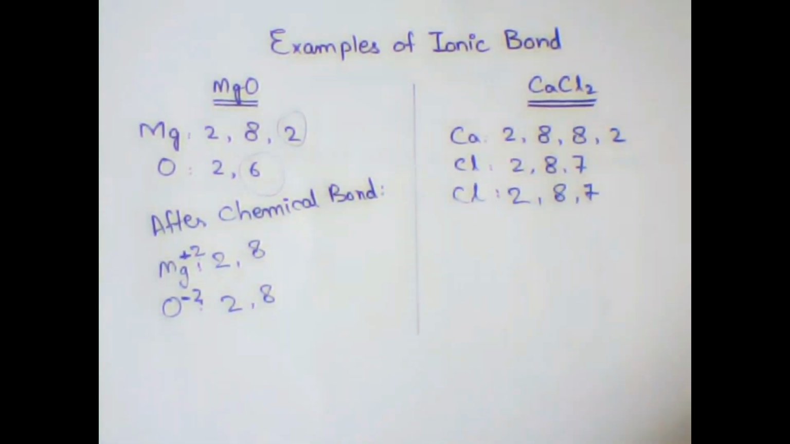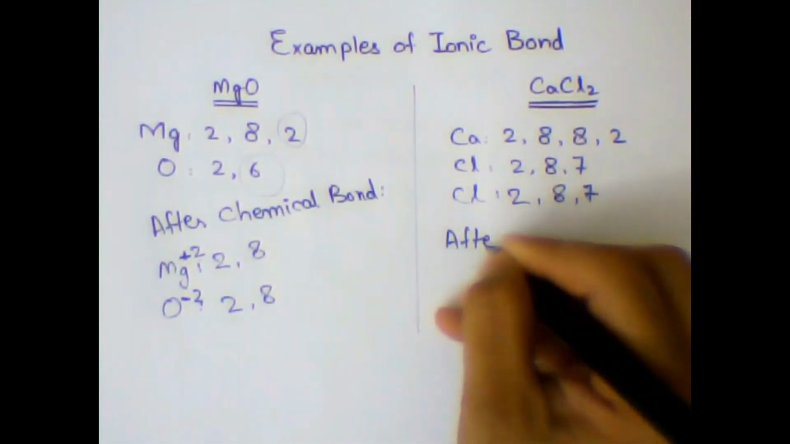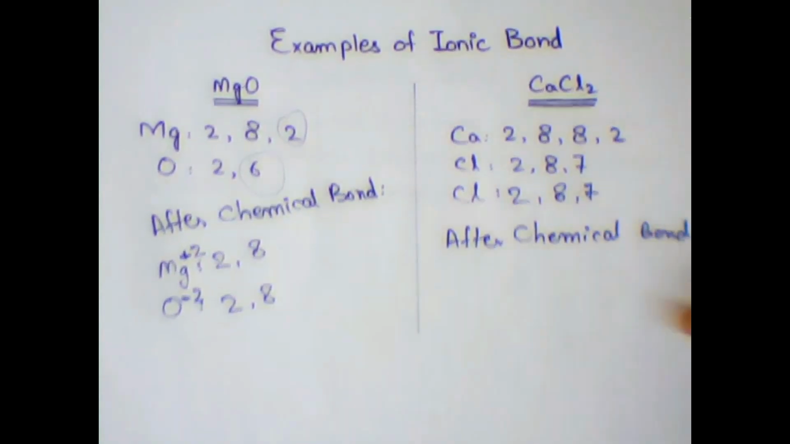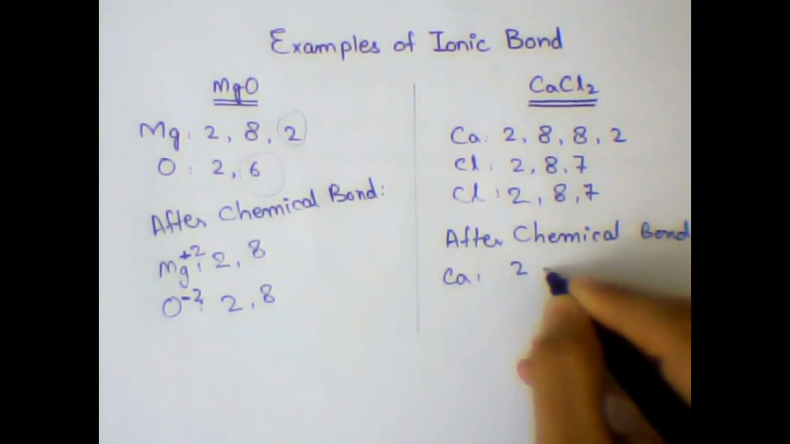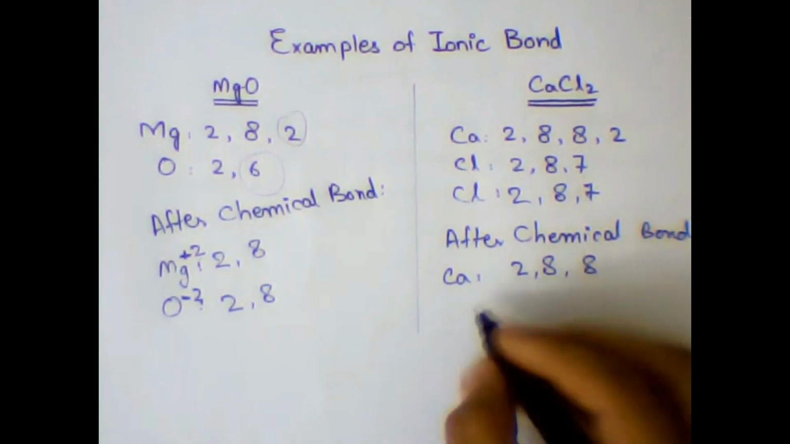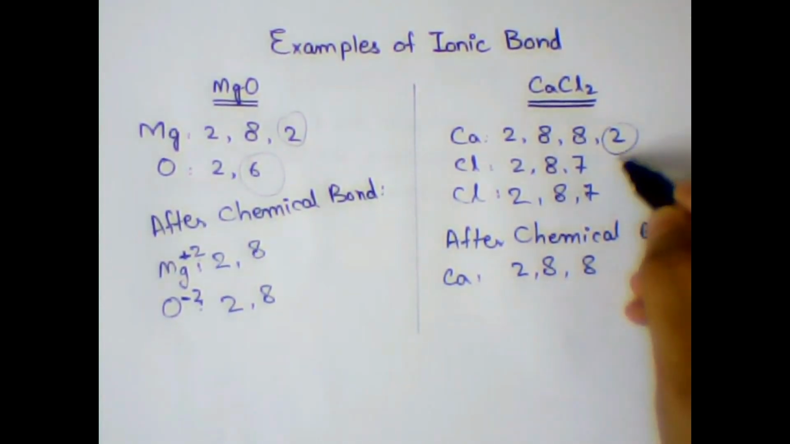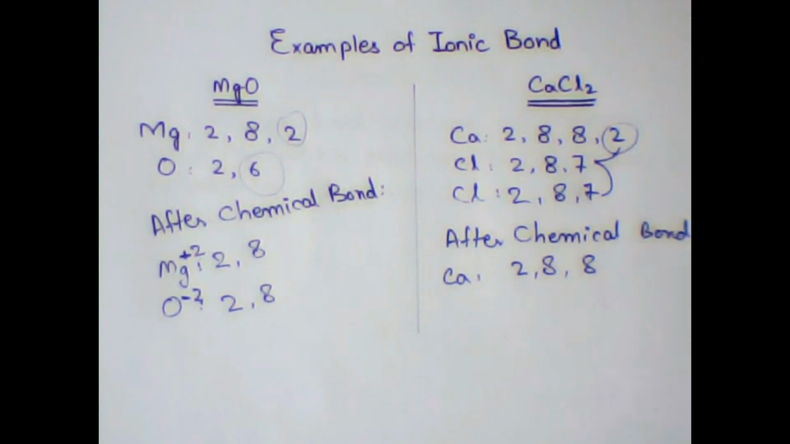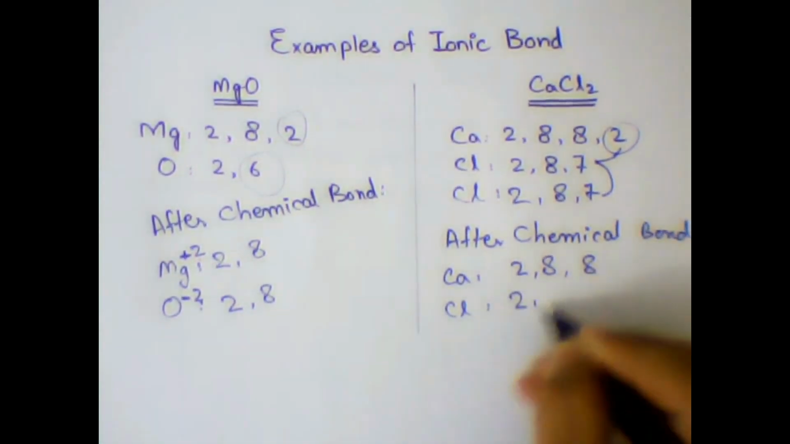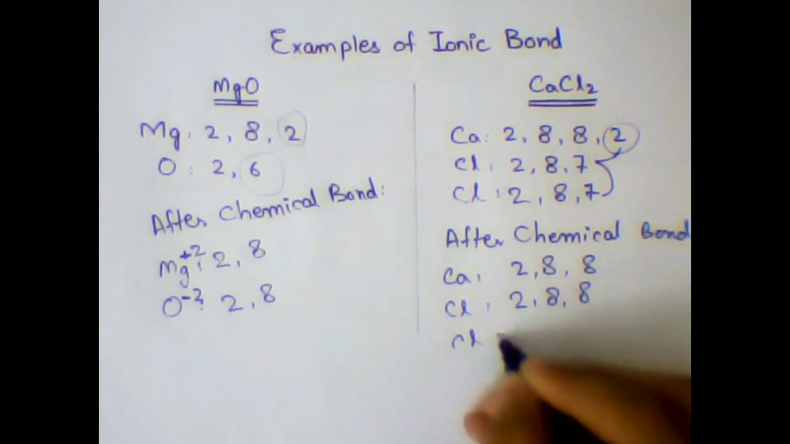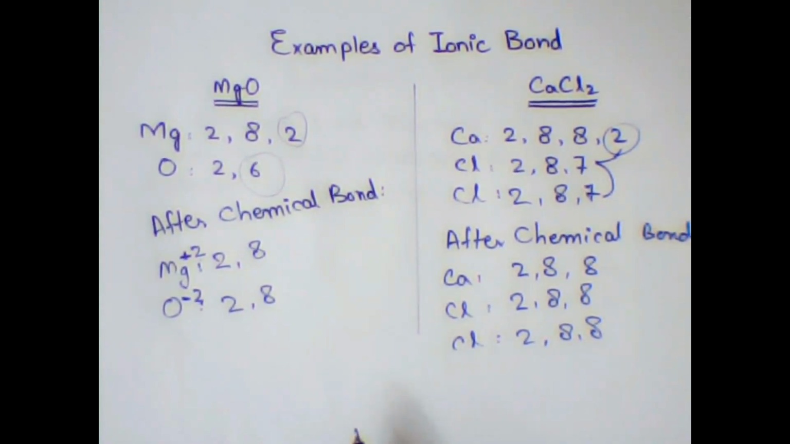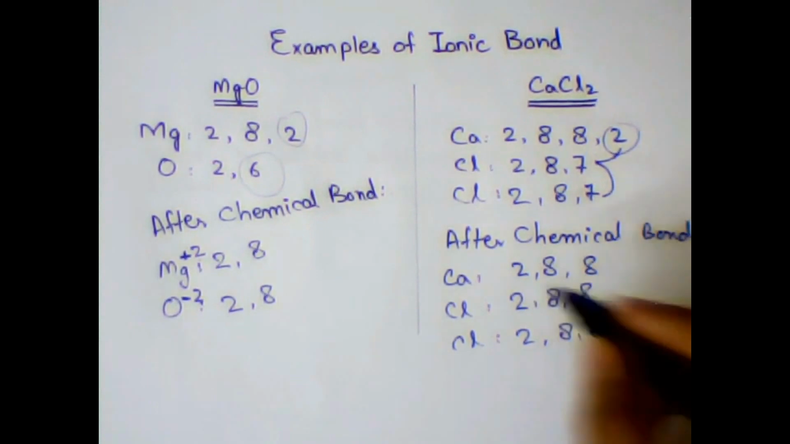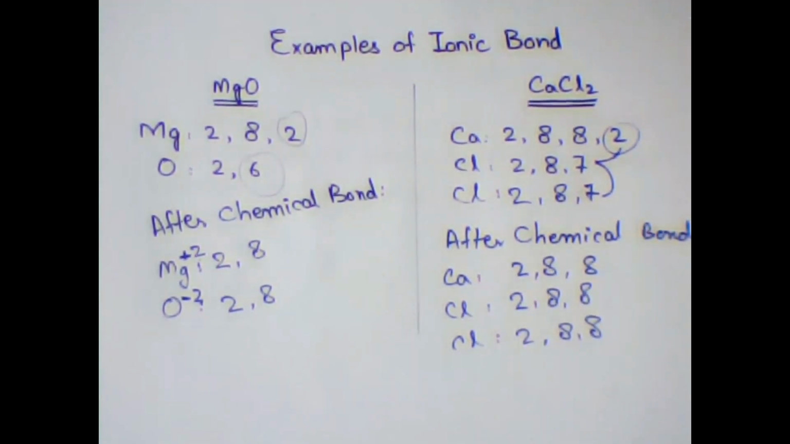2H7. Now after chemical bond, the electron setting would become 2, 8. Okay, now calcium transferred its one electron to this chlorine and one electron to this chlorine. So, okay, now you notice that after chemical bond, in both cases, all elements have complete outermost shell. So this is the objective of chemical bond.